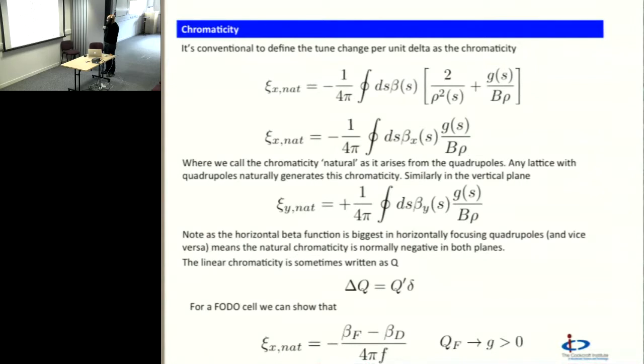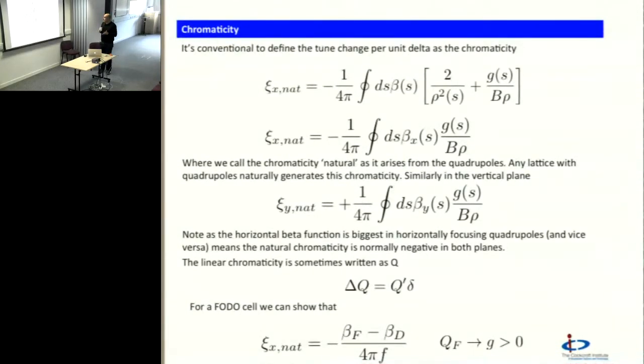So the tune change per unit delta, the chromaticity, is given by this in the horizontal plane and in the vertical plane. Sorry, they're both in the horizontal plane. We just ignore the dipoles. So if you have some quadrupolar gradient G and some beta functions, because we know quadrupoles generate focusing errors, the resulting chromaticity contribution is given by the gradient of the quadrupole times the beta function integrated over all the quadrupoles divided by 4 pi, with a minus sign. Now the minus sign, we'll come back to it.